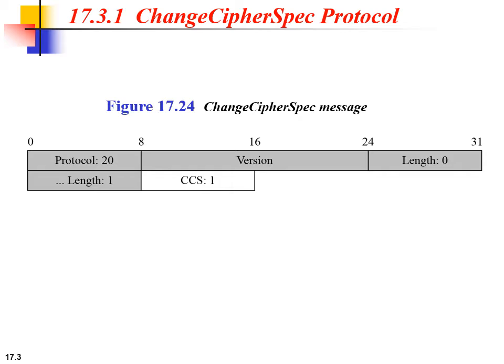For the change cipher spec message, the change cipher spec protocol has only one message, that is the change cipher spec message, and the message is only 1 byte, encapsulated in the record protocol message with the protocol value 20, as you can see in this figure. And the 1 byte field in the message is called the CCS, and currently its value is 1.